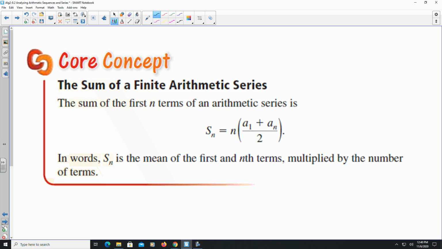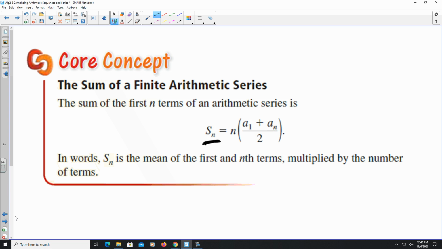Looking at an arithmetic series that is finite, which means it has a stopping point, you can use a formula to determine what the sum of the series is going to be. So if you know how many terms the series actually has, you can use this formula, and it's going to be equal to n, how many numbers are in the series, multiplied by whatever a sub 1 is plus whatever the last value is, divided by 2.